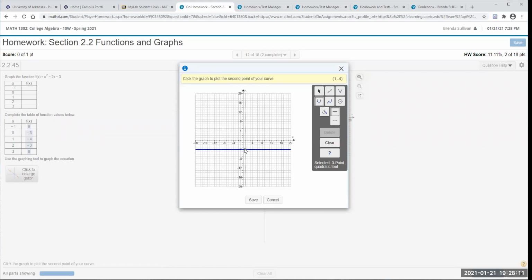So I have a 0, -3. Let me see if I can get that one in there. 0, -3. I'm watching my little yellow one up there to see. Let's see what happens if I put in a -1, 0. See how it makes the curve when I start doing that?